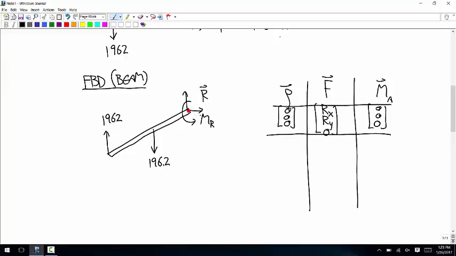And then at that same point, we have the couple MR. We don't care about the row vector or the force. So cross those out and then just put in MR.